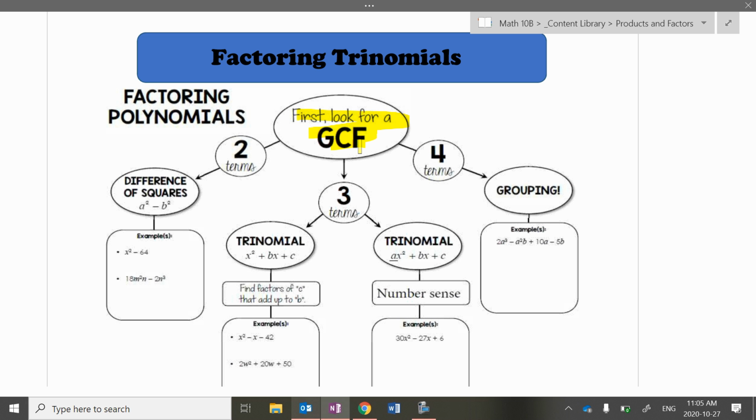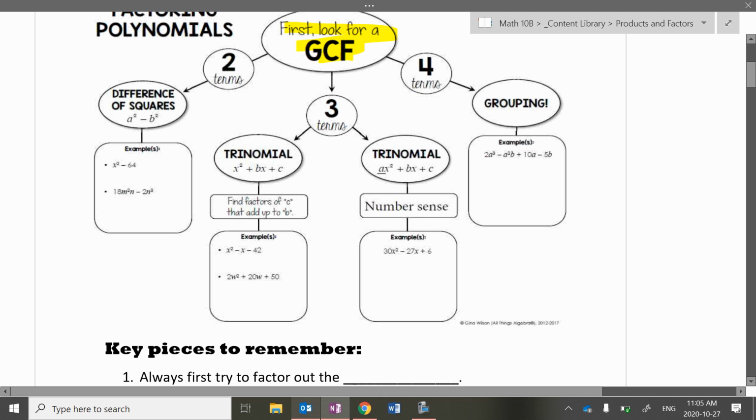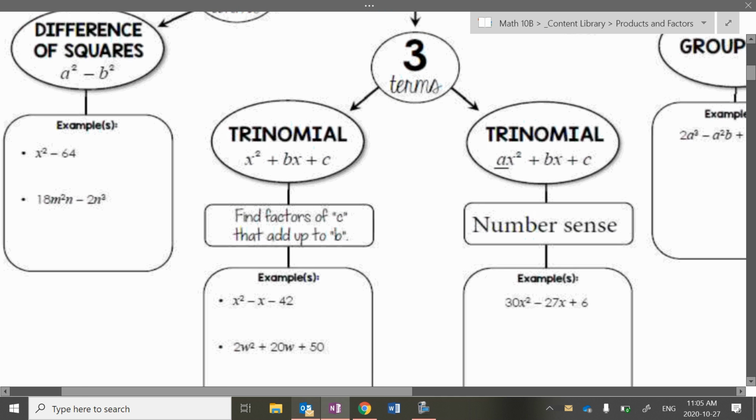Is there two terms? If there's two, see if there's a difference of squares. If there's three terms, you're going to see if it's a trinomial. In grade 10, it's probably going to be that 100% of the time. If the trinomial is just a happy x squared term by itself, where a is equal to 1, that's where we're going to find factors of c that add to b. So that's what we've been doing so far.